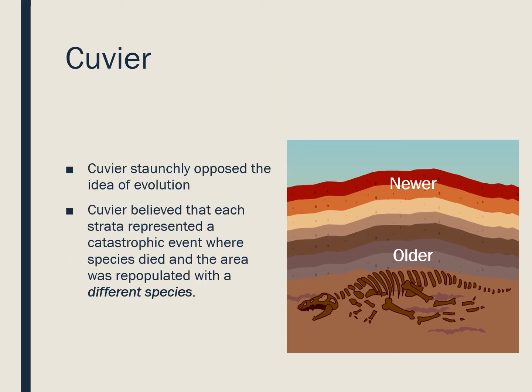So Cuvier strongly opposed the idea of evolution. He believed that each strata represented a catastrophic event where species died and that area was repopulated with different species. So he believes that we aren't descendant from those animals, that all of those animals died off and new ones came in.